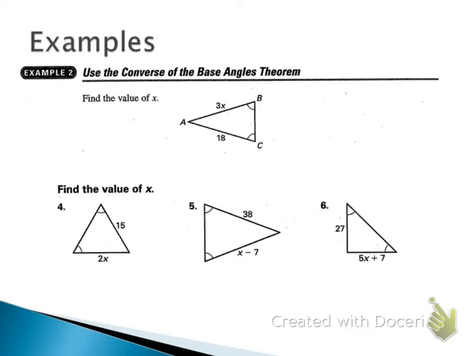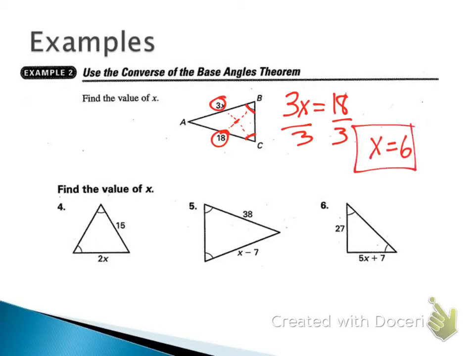Alright, so same as last time, we're going to do the top one together, and then you can do the bottom three in your notes. So, now I'm given that these angles are congruent. Using that converse that we just learned, I can now say that the angles opposite, so that would be the 18, and the 3x are congruent. Congruent means equal. So set them equal to one another. Solve for your x. Here I get that x equals 6. Any questions?